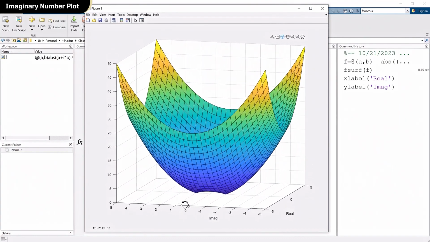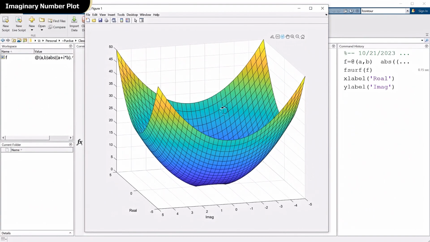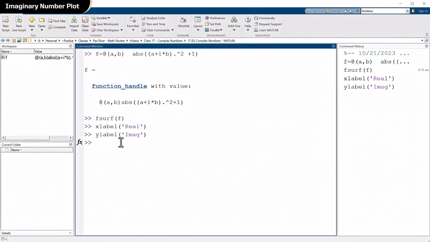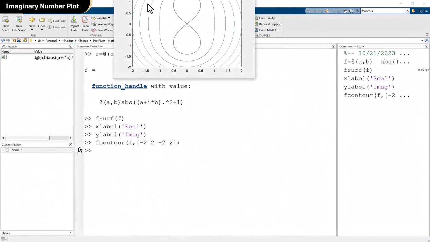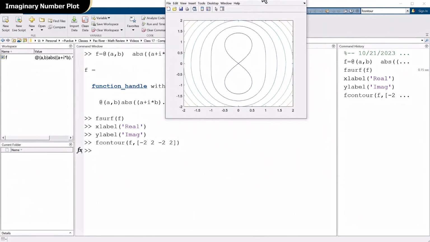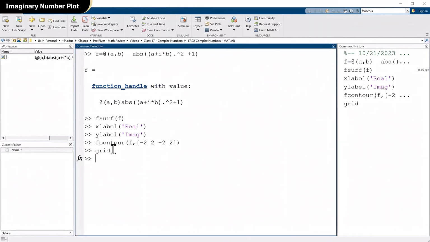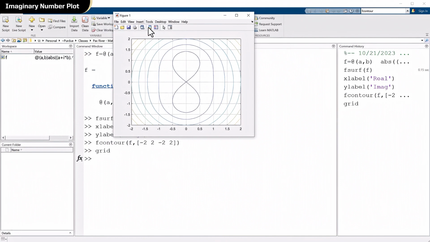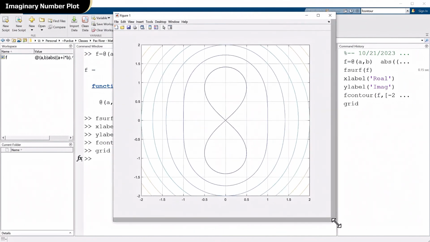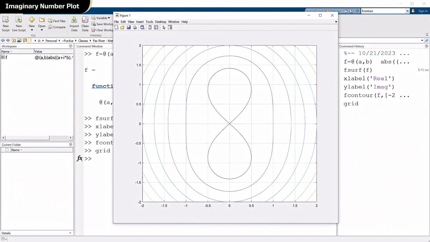Now, it's kind of cool here, but it's not always very easy to pull numbers off of that. Can you do fcontour? You bet. And let's go from -2 to 2 in the real and -2 to 2 in the imaginary. And you can kind of see it here. Let's turn the grid on as well. All right, so you can kind of see what's going on. There's a cool little sort of figure 8 in here. And you can see that the roots are probably there and probably there.